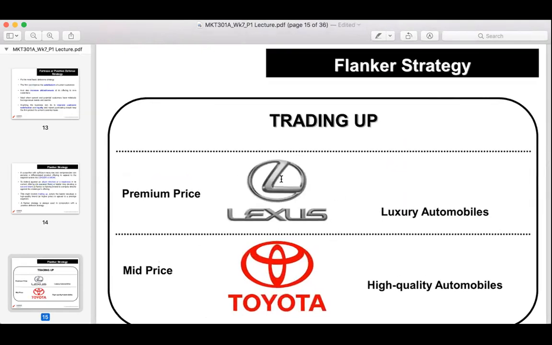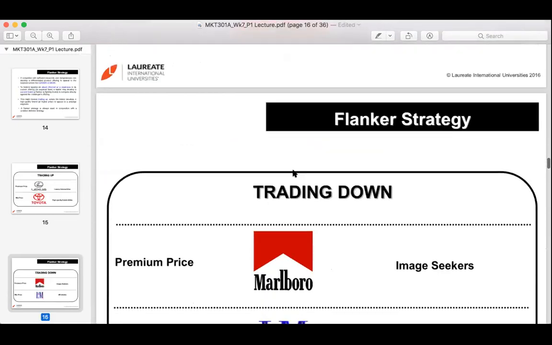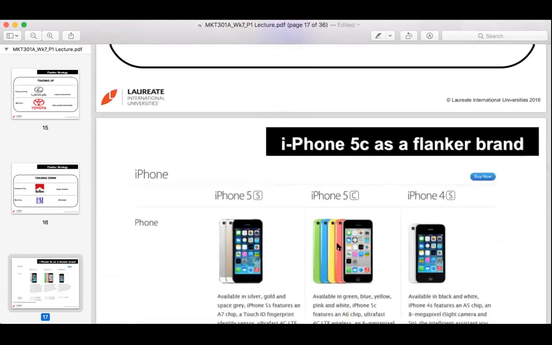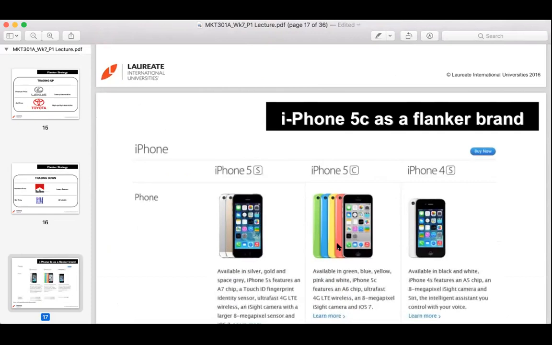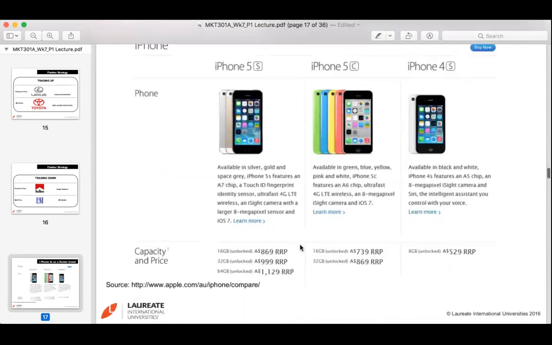This is the first one in terms of flanker strategy, trading up, like Toyota, for instance. They offer Lexus as the second brand, and trading down, for instance, like Marlboro and L&M to be more affordable. You can also look at iPhone 5S and 5C as a flanker brand. They offer these two brand strategies for the customers because, again, they want to preempt as much as they can. They want to preempt the competition from stealing the customers from them.